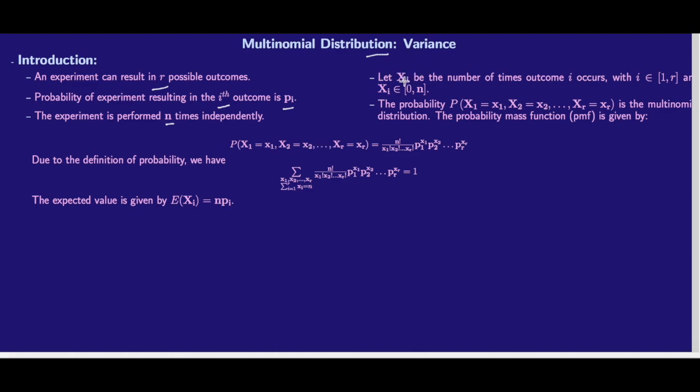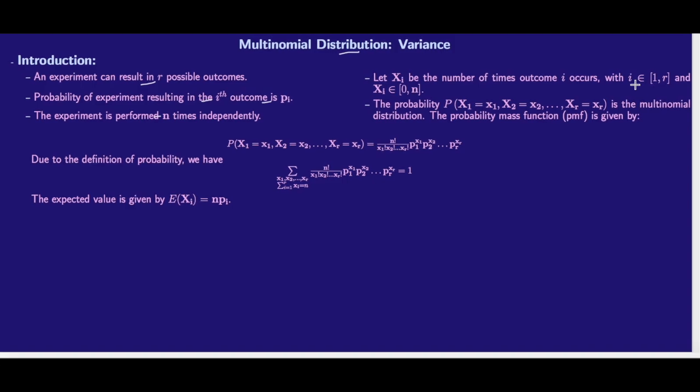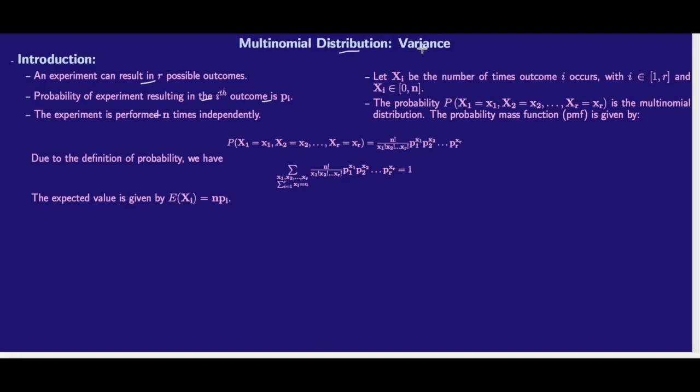Then let xi be the number of times the ith outcome occurs, with i from 1 to r. So i can be any integer between 1 and r. And xi can be any integer between 0 and n, because 0 is the event when the ith outcome never happens at all, and n is the event when every time we get the ith outcome.